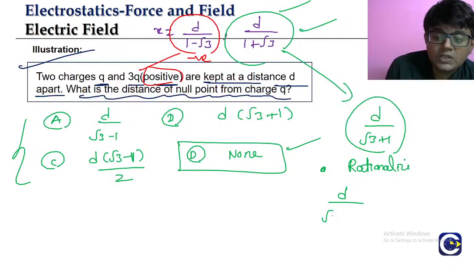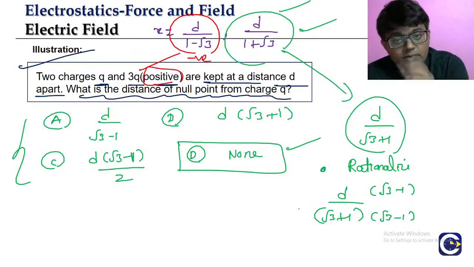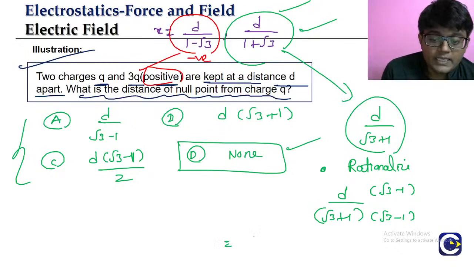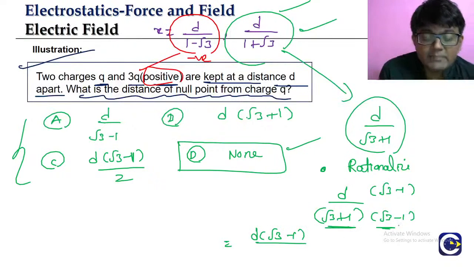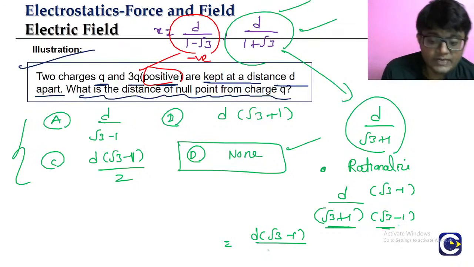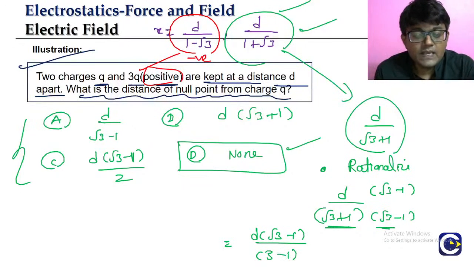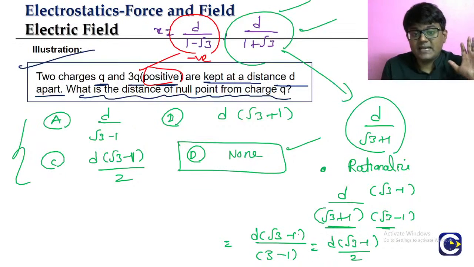What do you mean by rationalizing? Look, root 3 plus 1, right? Multiply numerator and denominator by root 3 minus 1. Multiply numerator and denominator by what? Root 3 minus 1. Look what happens if we do that. d into root 3 minus 1 in the numerator, and in the denominator it's like a plus b into a minus b, which is a square minus b square, right? a square is root 3 square which is 3, minus b square means 1 square which is 1. Look, d into root 3 minus 1 by 2. Is it matching? Yes, right.